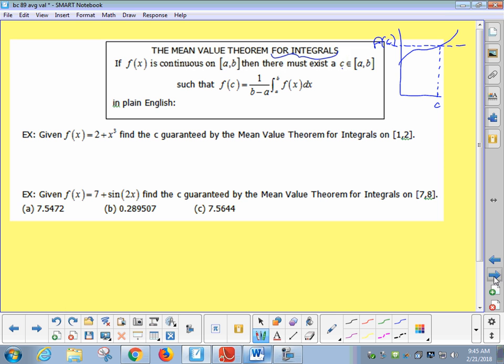In plain old English, all this says that if f is continuous on the interval, there must be an x that makes the average value. That's what it is in plain old English. If f is continuous, there must be an x equals c that makes the average value.